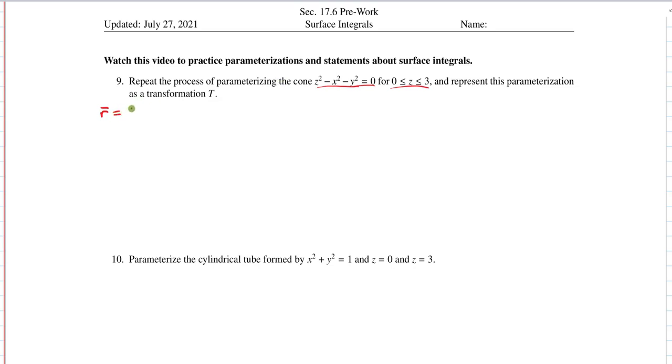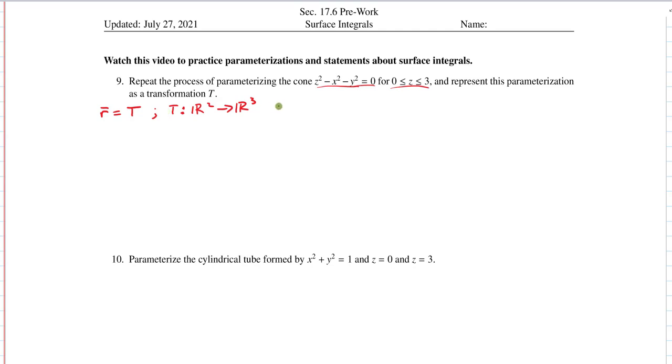So I'm going to let r be this transformation t, and I want you to think of t as a mapping from R2 to R3. You could call it a function, but we're going to call it a transformation instead. And usually we use the word transformation when we're moving from one space to another space.